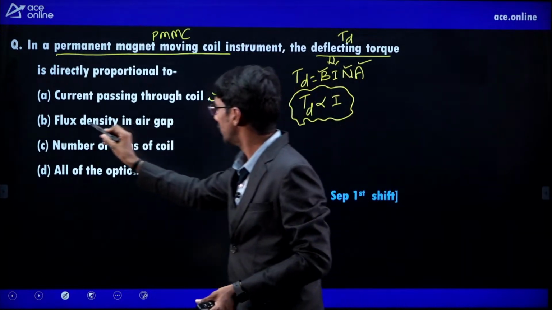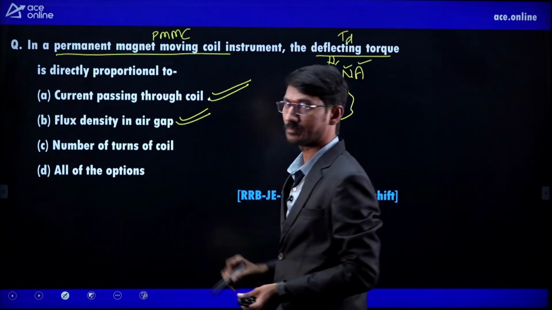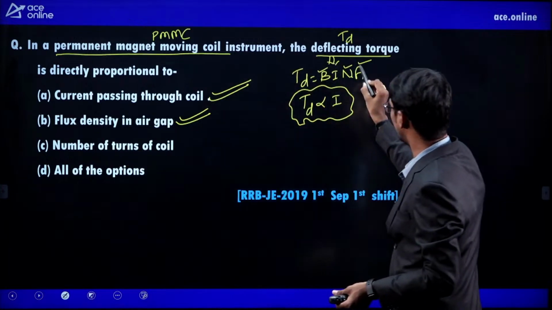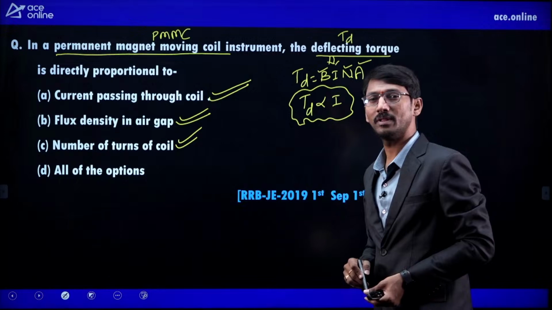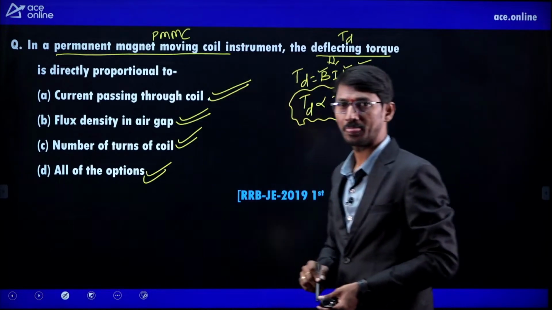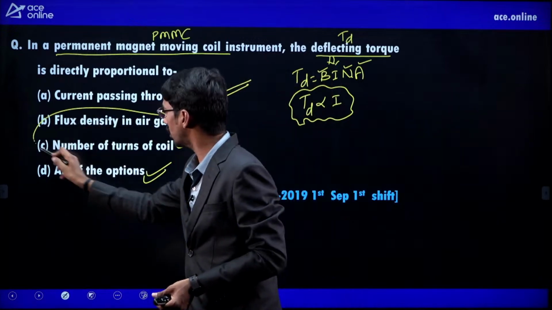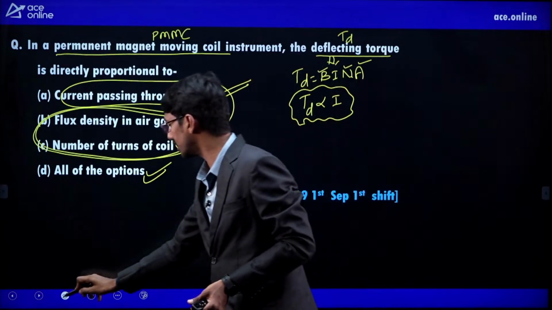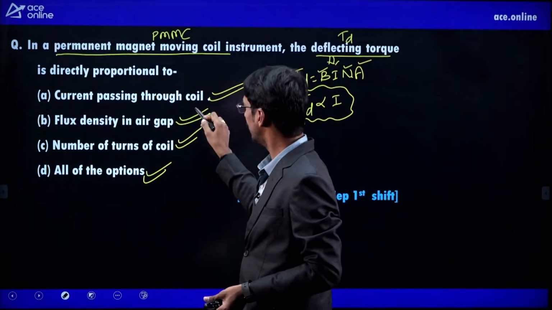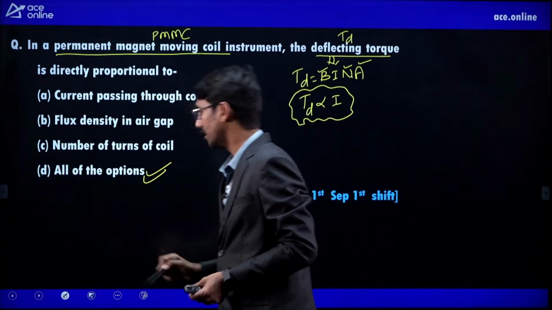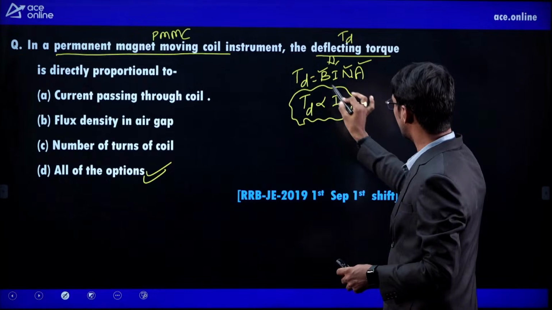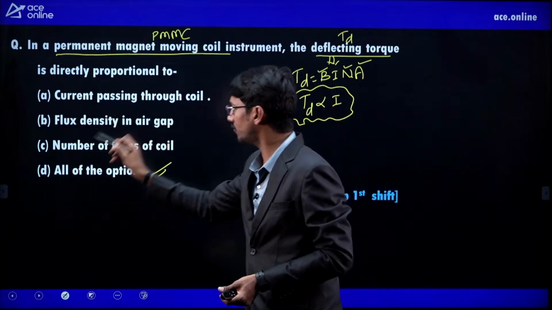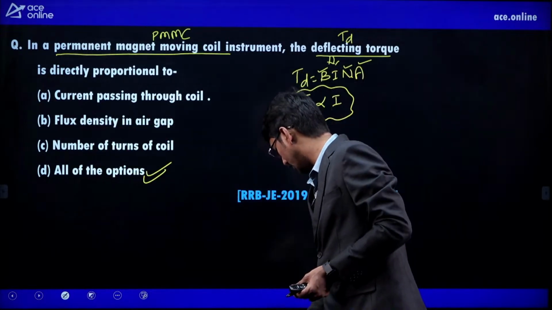Now, flux density in the air gap, correct? Number of turns in the coil, correct? So what can be the option now? All options are correct. Suppose if these two were not given, then we could go for current passing through the coil, but all options are given, and all of the above is also given. Yes, all are correct, directly based on the formula. TD is proportional to B, TD is proportional to N, TD is proportional to A also. If these were not given, the first would be the answer, but all are given, so all of the above. Yes, very good.